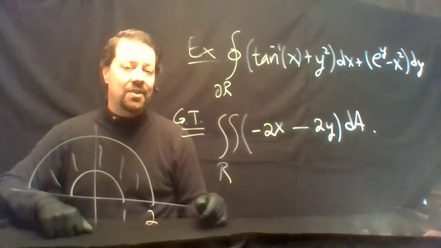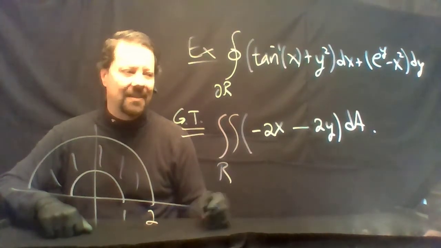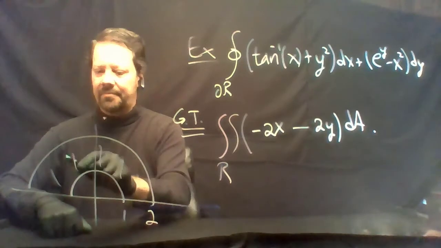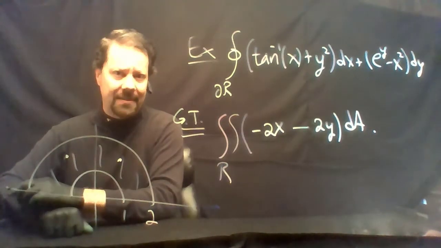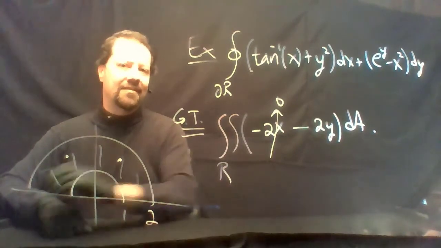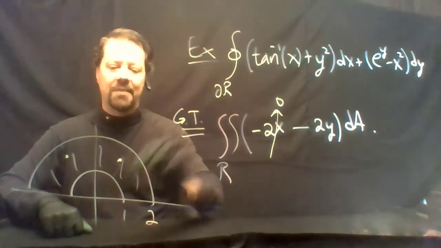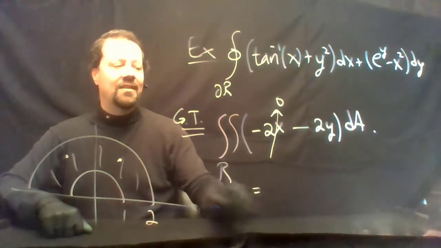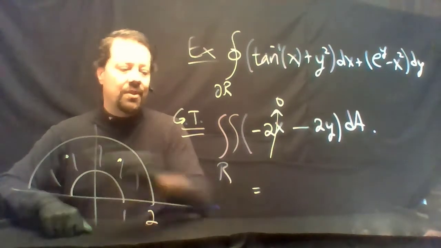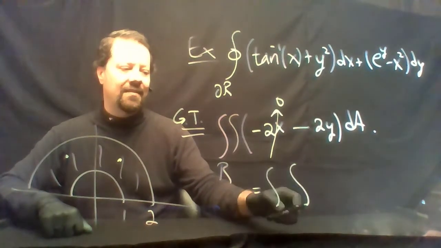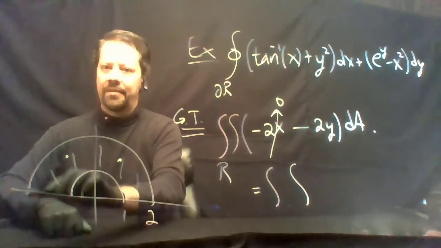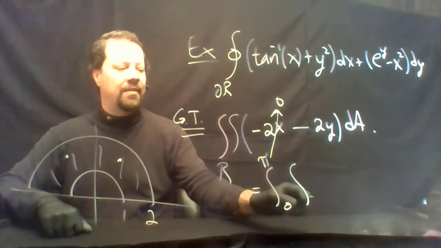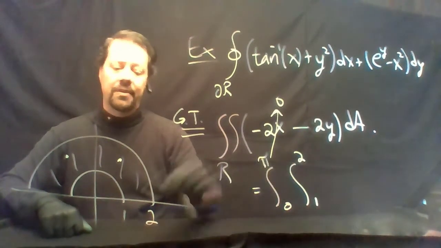Now, one of these terms will contribute exactly nothing. If you're adding up x's over a region that's symmetric through the y-axis, you'll have just as many negative x's as positive x's. This first term will contribute nothing. The second term will contribute something because all of the y values in this region are going to be non-negative. The coordinate system that we choose to use will be polar coordinates. Theta will go from 0 to pi, not 2 pi, just to pi. The radius will go from 1 to 2.